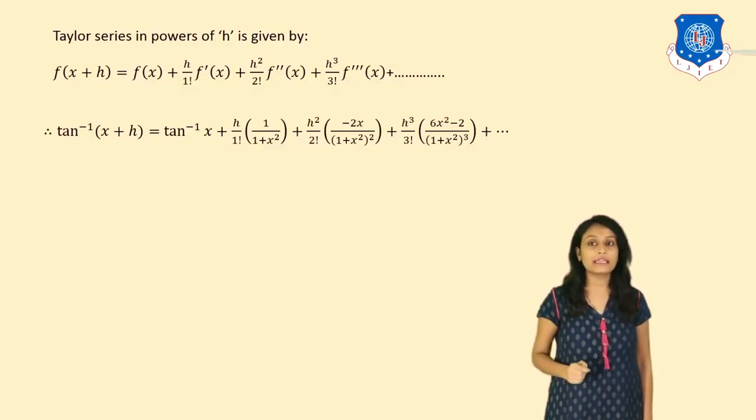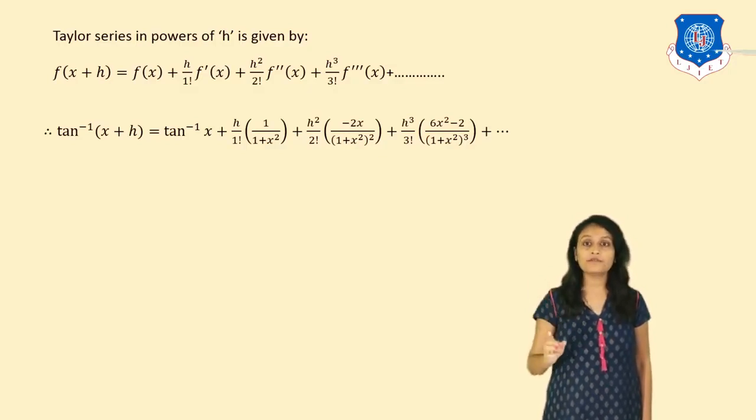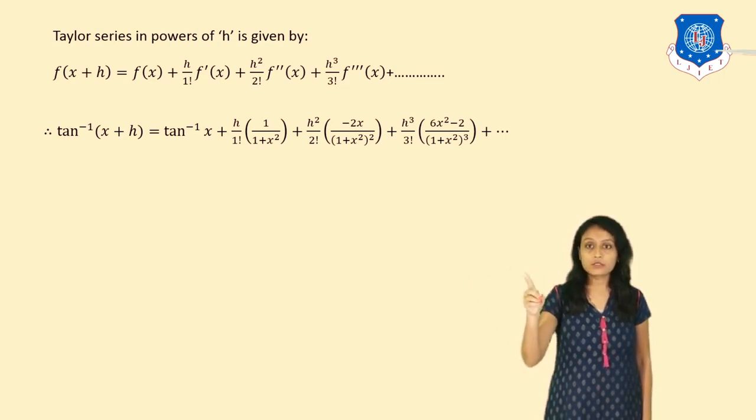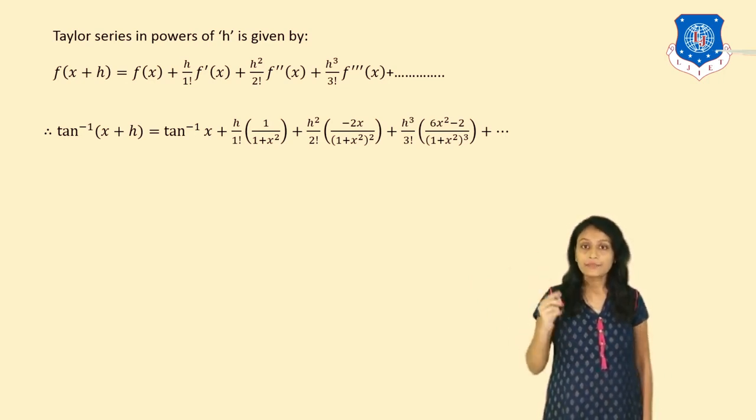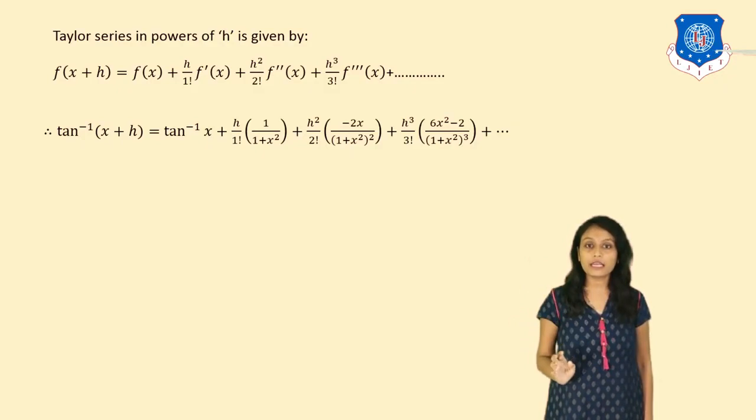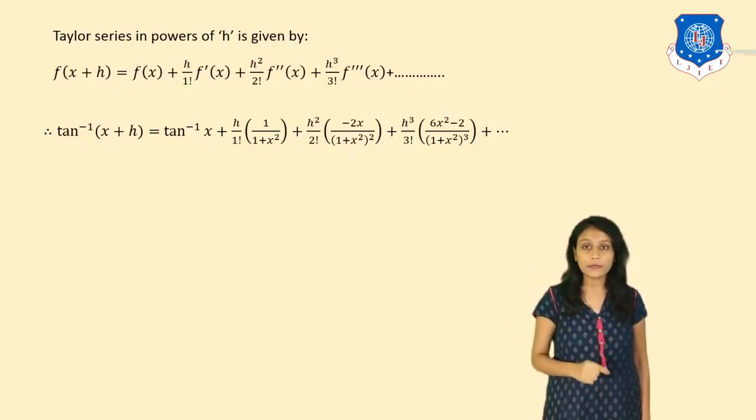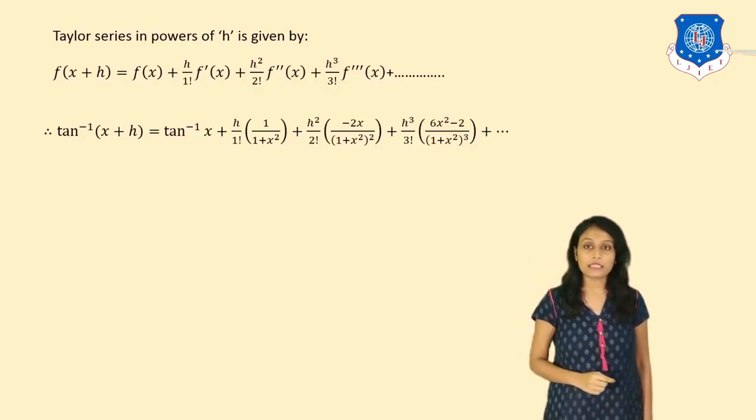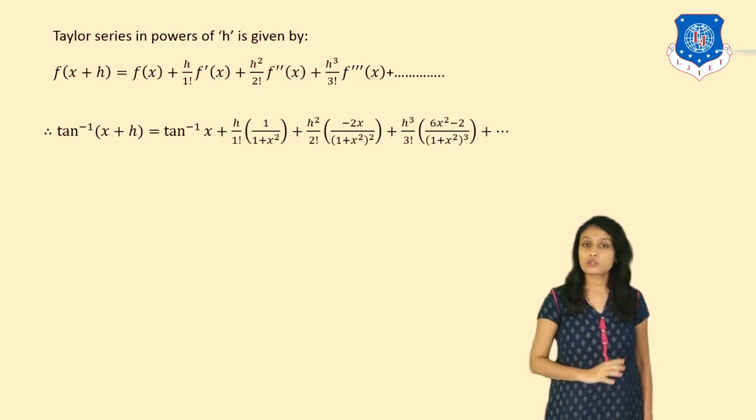f(x+h) is tan inverse x plus h upon 1 factorial as it is. f'(x) we have solved, right? f'(x) is what? 1 upon 1 plus x square. Then h square upon 2 factorial as it is. Then f''(x) is what? Minus 2x upon (1 plus x square) whole square, plus so on.